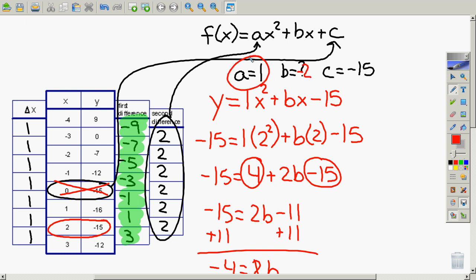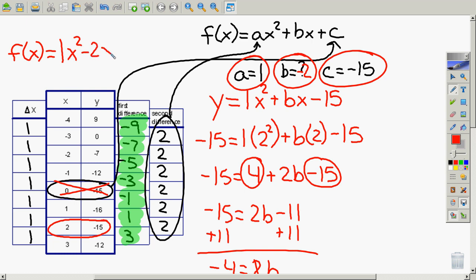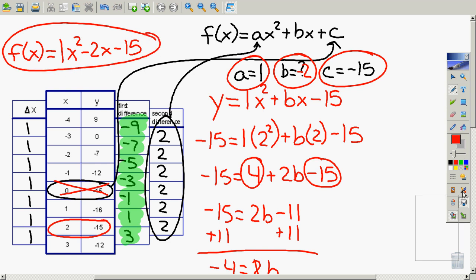So I know my a, I know my b, and I know my c. Okay? And so we should be able to plug those in, and our function would be f of x equals a is 1 x squared minus 2x minus 15. And you can check that. That's the function that should match that table.